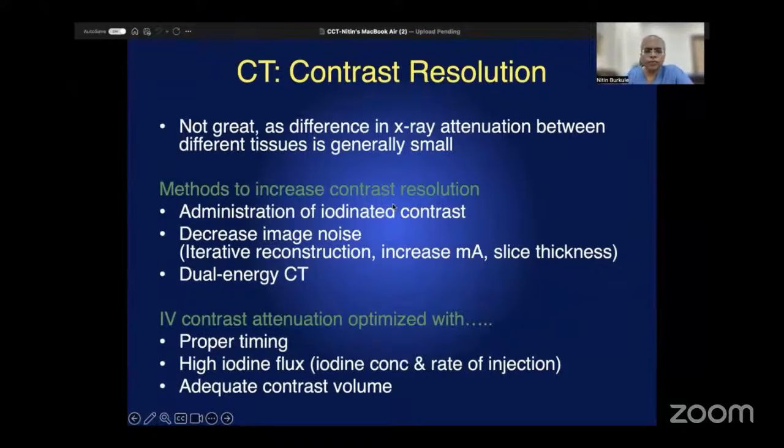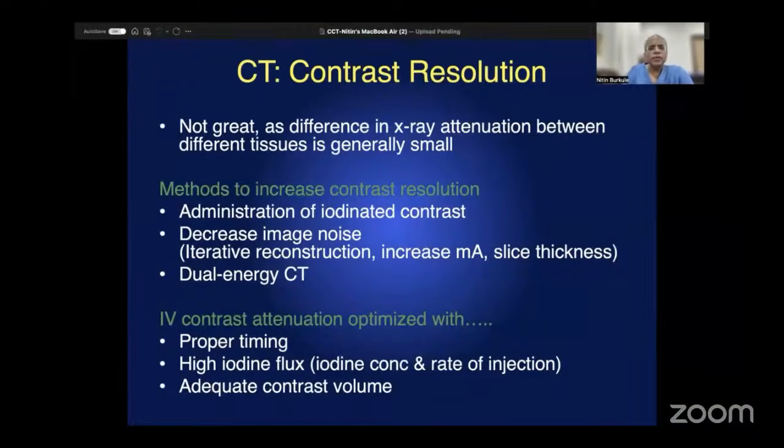Now, the best thing is to administer the iodinated contrast, because that creates a very good contrast resolution by changing the Hounsfield units to a great extent. You can also decrease the image noise. And how do you do that? You can use iterative reconstruction, which is a computer algorithm for CT image generation. You can increase the radiation dose. And also, if you have slightly thicker slices, then the noise level goes down. Third is using a dual energy CT, and we will discuss it later.